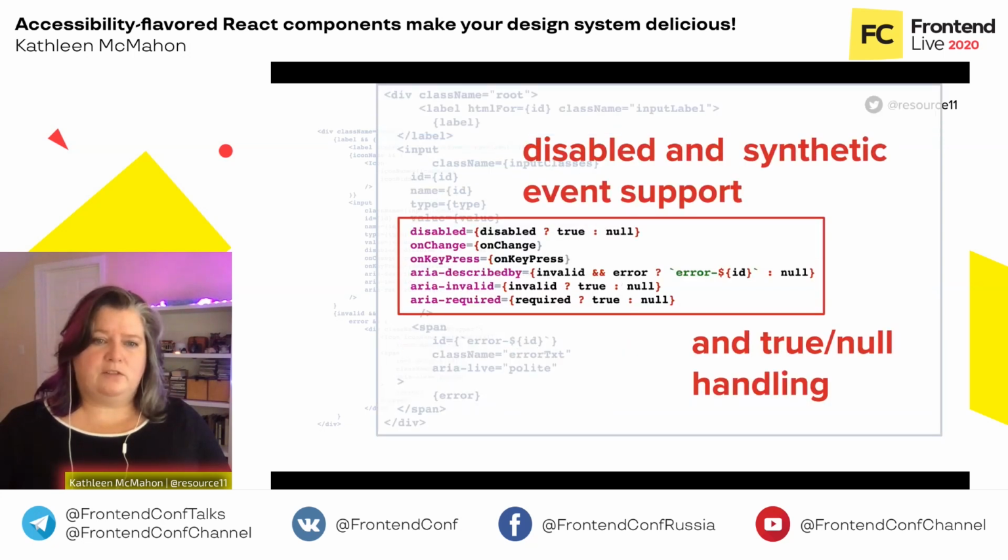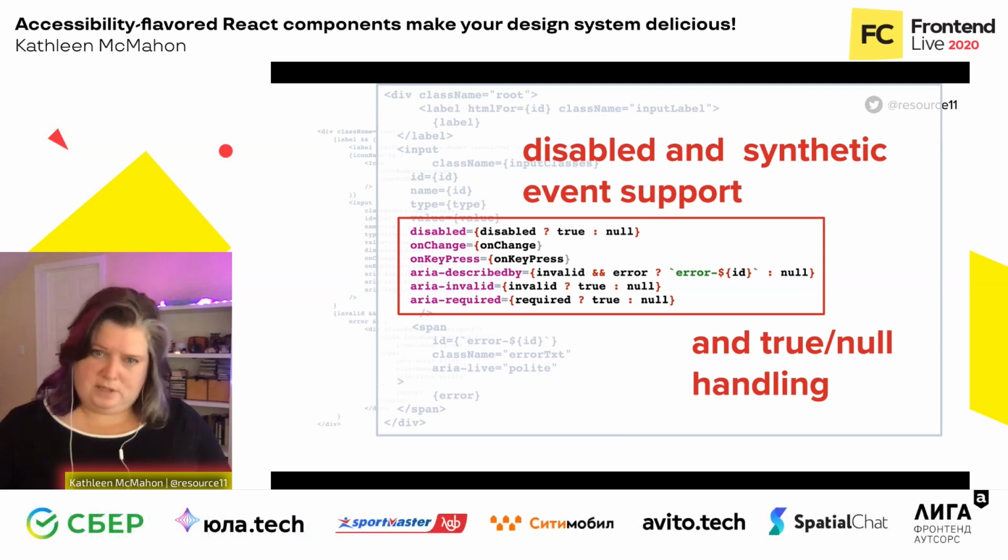To make this more flexible, we're going to mix in disabled attribute support and synthetic event support to capture keyboard actions like on change and on key press handlers. We're also using the true null handling pattern for all the Boolean props here.